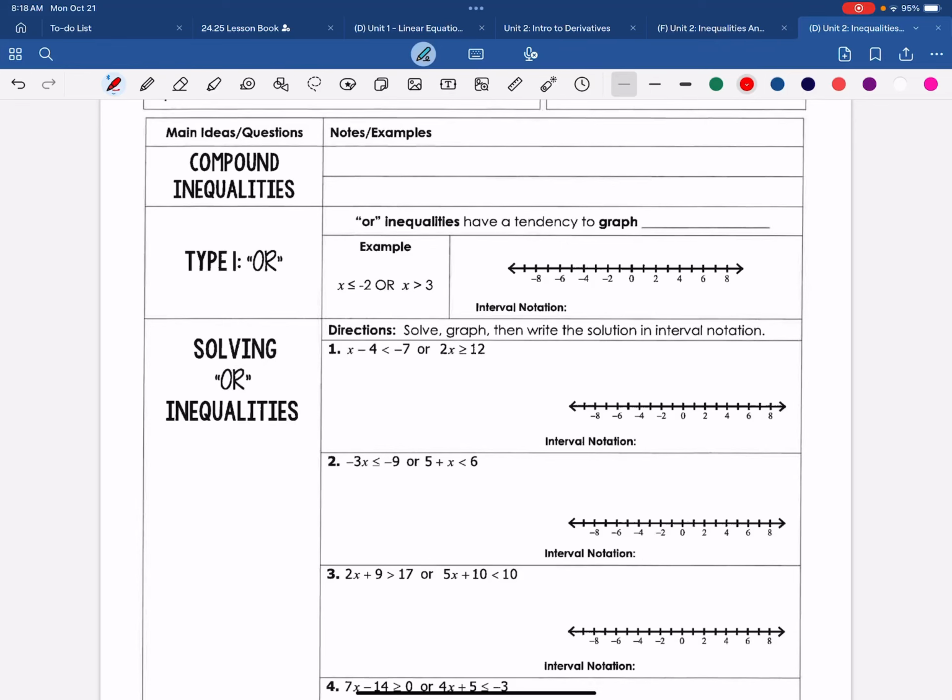Hey guys, so today we're going to take a look at compound inequalities. Just like compound words, like cupcake, you're putting cup and cake together to make one word. A compound inequality is just going to be two inequalities put together, and we're always going to join them with one of two words, either the word and or the word or.